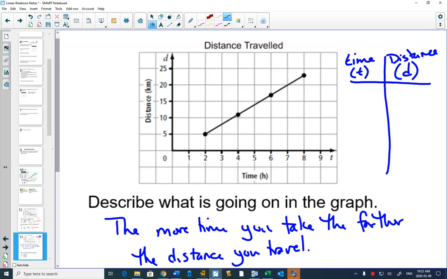There's 4 points on here. 1, 2, 3, 4. What's the first point? 2, 5. So the time is 2, the distance is 5. The second point? 4, 11. And then 6? Where does the 6 look like it's at? 17? Does that look like it's 17? Where does the 8 look like it's at? 23.